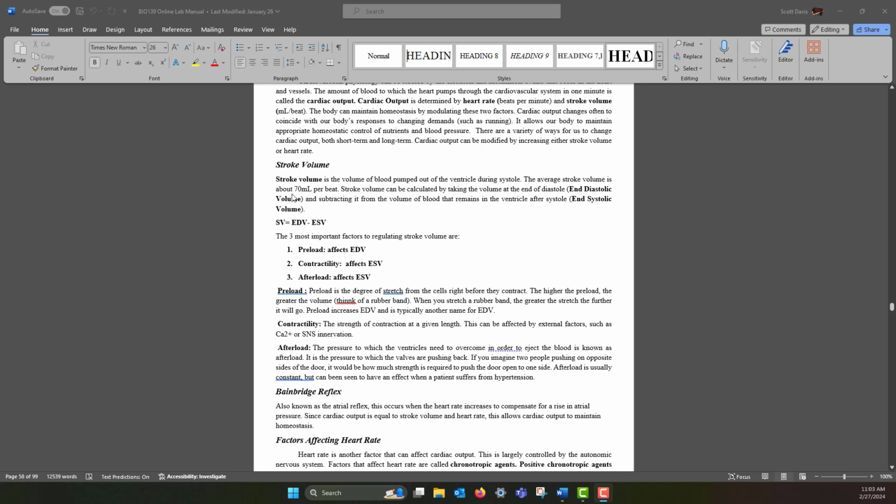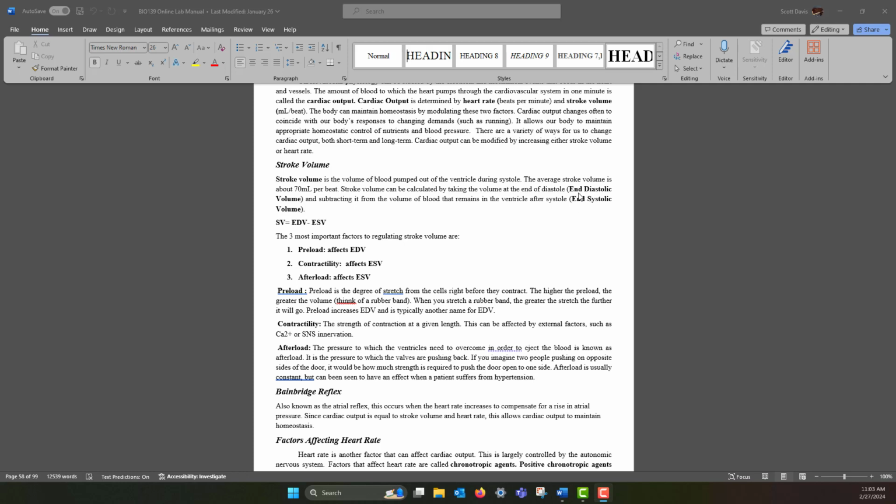Now down here it goes into stroke volume a little bit more, tells you the average stroke volume is 70 milliliters per beat. And there's another way to find stroke volume, and that is using two other volumes, the end diastolic volume, or EDV, and the end systolic volume, ESV.